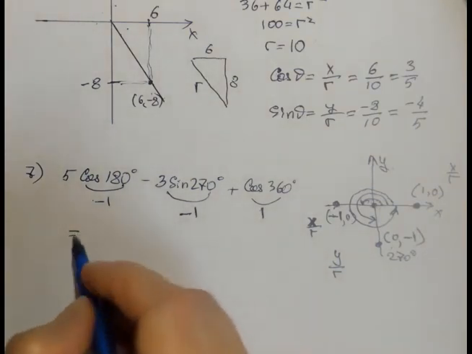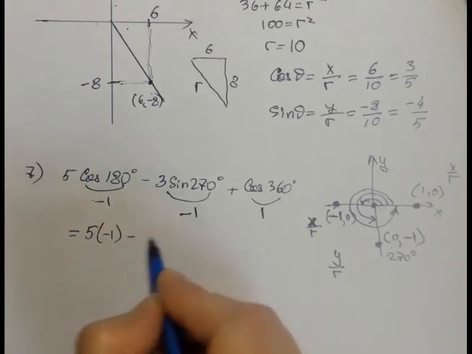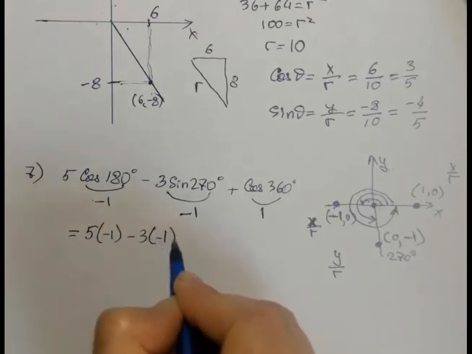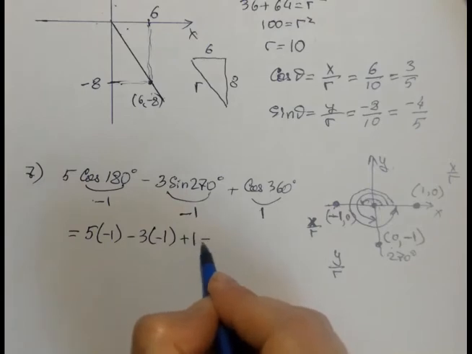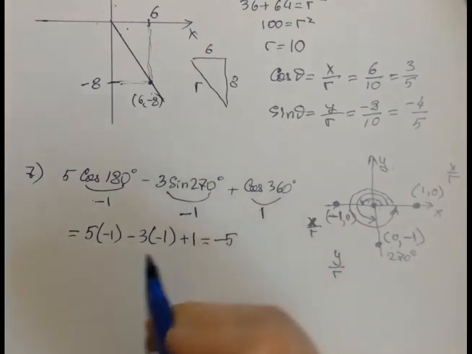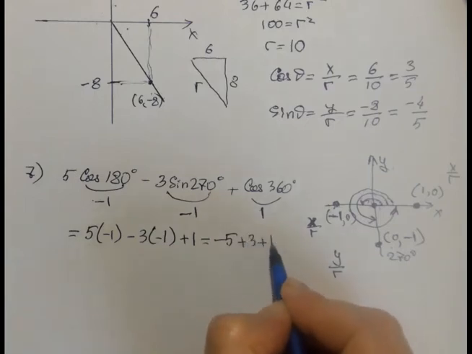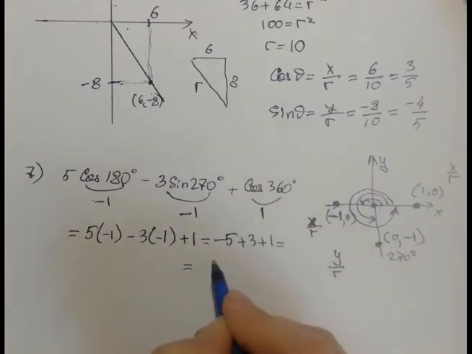Let us multiply 5 by negative 1, minus 3 times negative 1, plus 1. So negative 5, minus 3 times negative 1 will be plus 3, and plus 1. Negative 5 plus 4 will be negative 1.